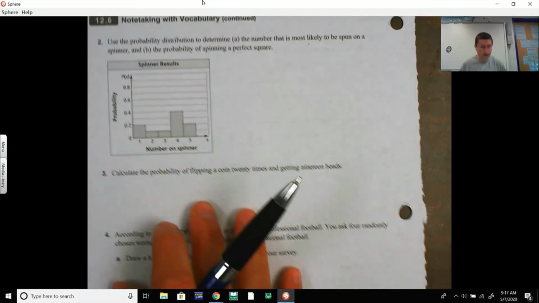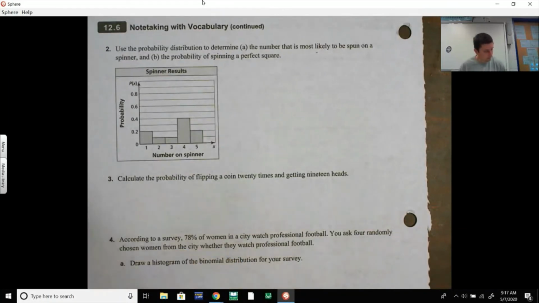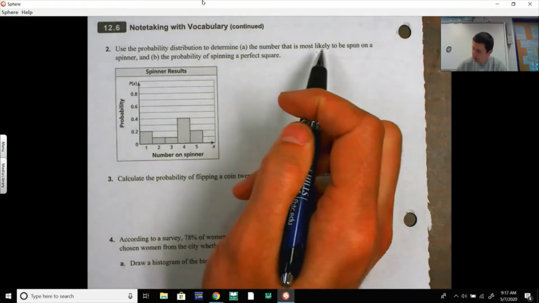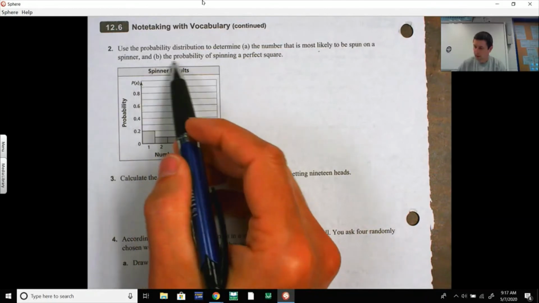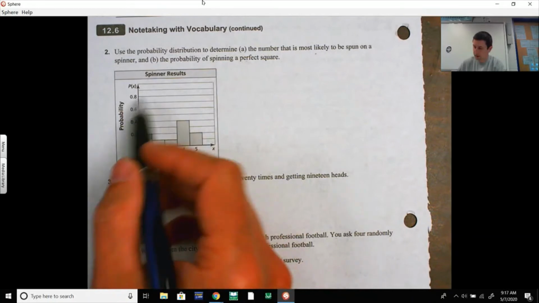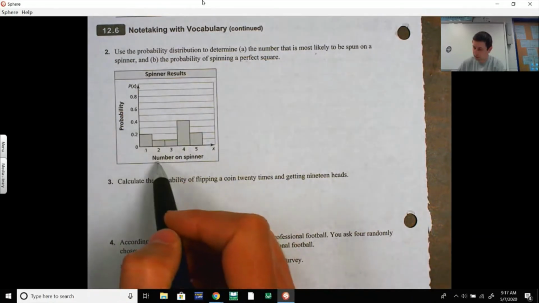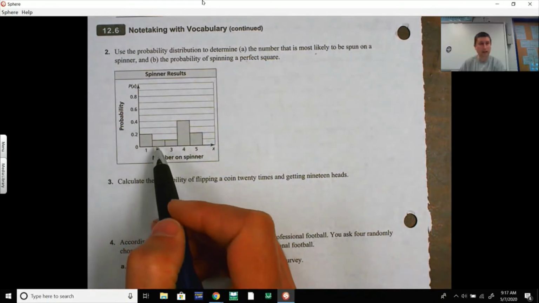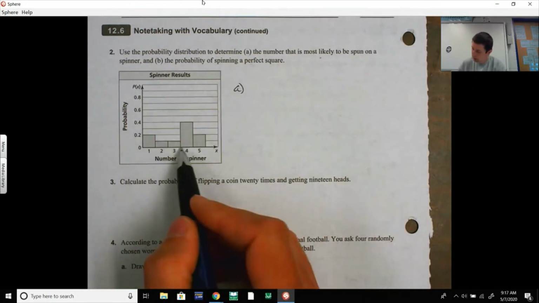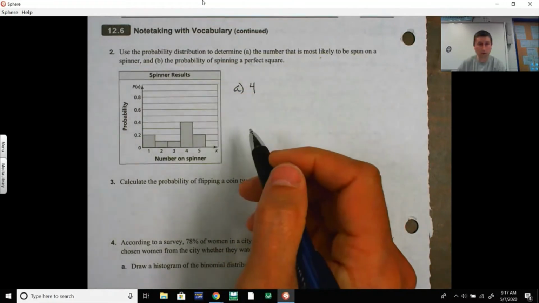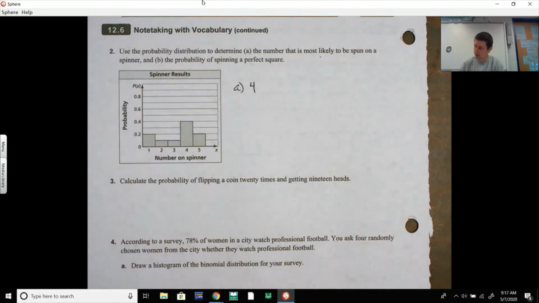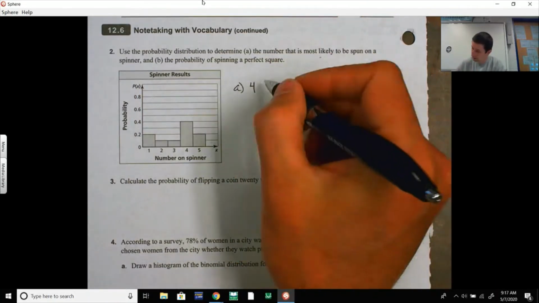Okay, so use the probability distribution to determine A, the number that is most likely to be spun on the spinner, and then B, the probability of spinning a perfect square. Okay, so here they've already given us a probability distribution, so here's your probability and the number on a spinner. So this means there is not equal opportunity for each number. So A, the number that is most likely to be spun would be 4, which means there are the most 4s on there. Okay, there's more 4s than any other number on there, or it's the biggest area. Okay, so 4 is the number most likely to be spun.